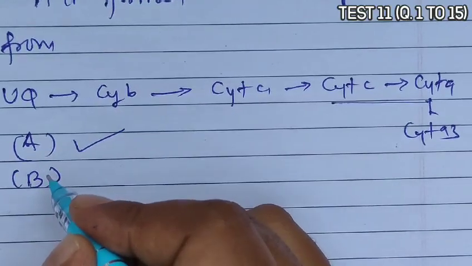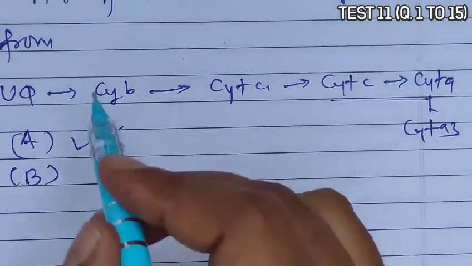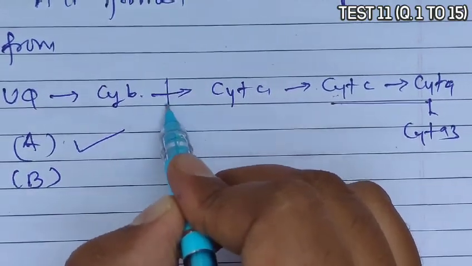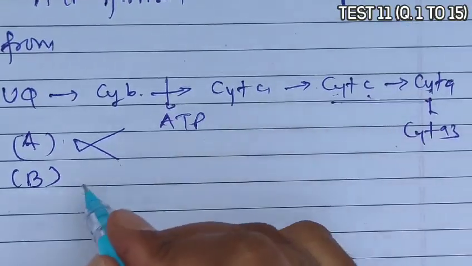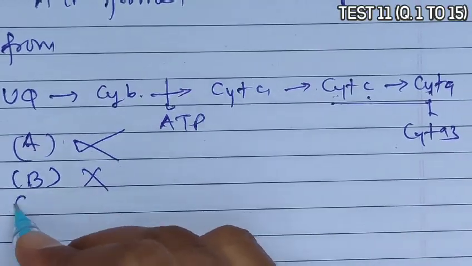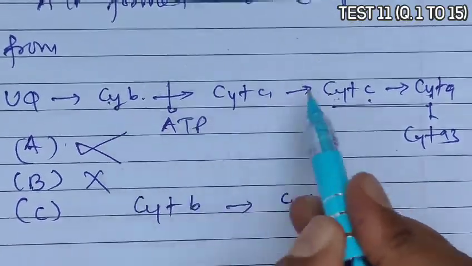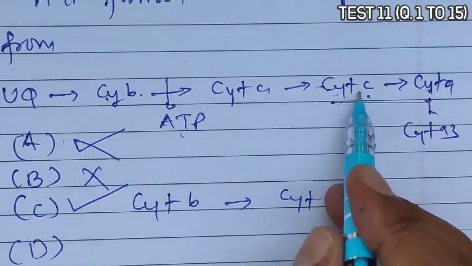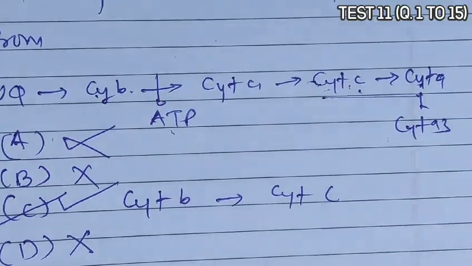But we have to think about the ATP formation. Actually, ATP formation occur between the cytochrome B to cytochrome C. So ATP formation is not occurring in cytochrome C to cytochrome A. Option B is given as cytochrome A to cytochrome C. In reverse position cannot occur. C is given as cytochrome B to cytochrome C. Yes, from B to C there is a ATP formation, so it is correct. And D is given as cytochrome C to cytochrome B, reverse position cannot occur, so C is the correct answer where ATP synthesis occurs.